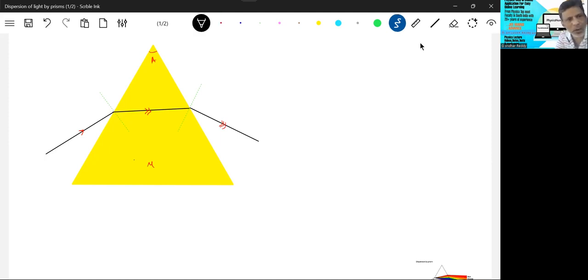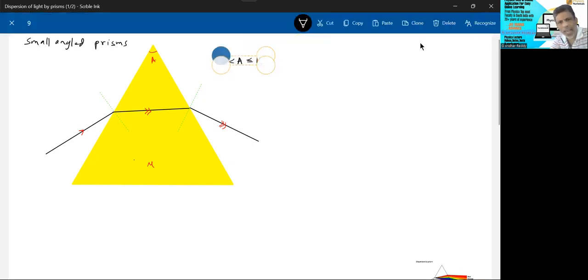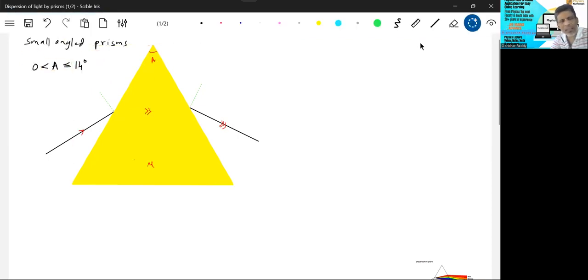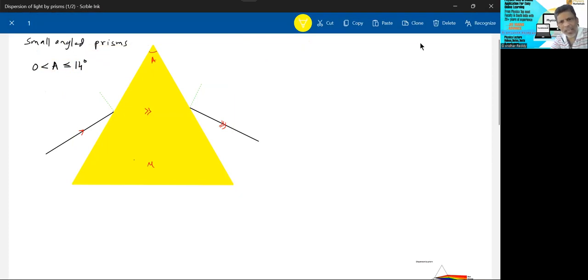What are the conditions for small angle prism? So what is a small angle? There's a basic necessity condition for small angle. If the angle of prism lies from 0 to 14 degrees, then we'll usually call it a small angle prism.